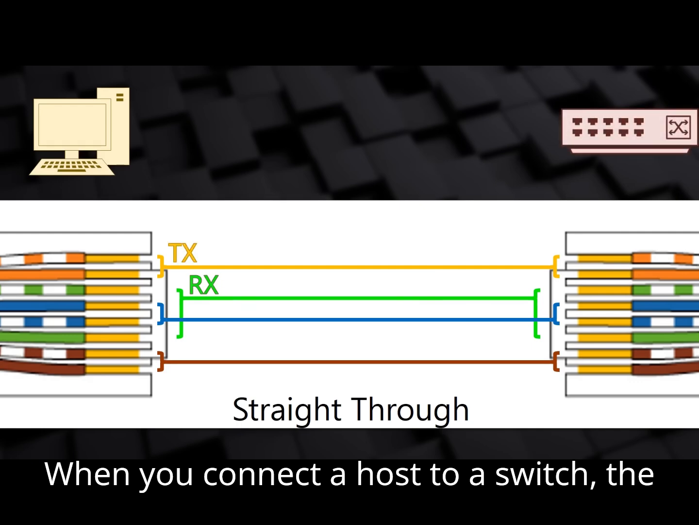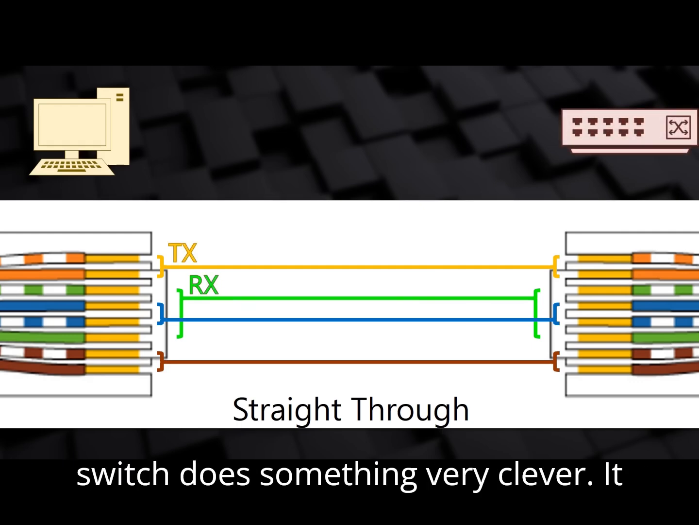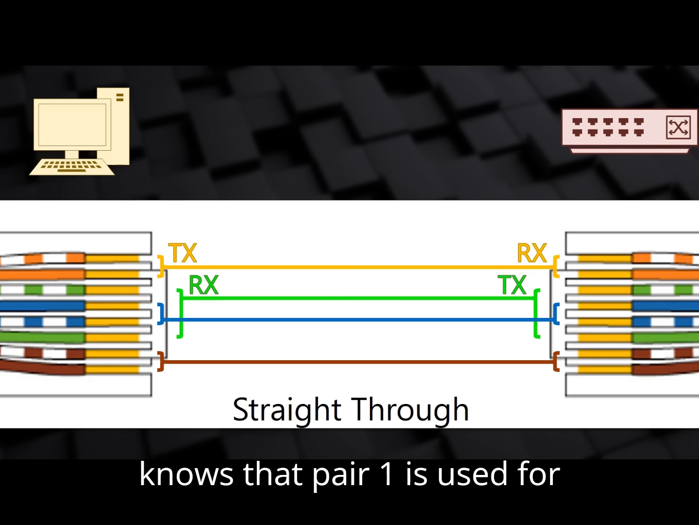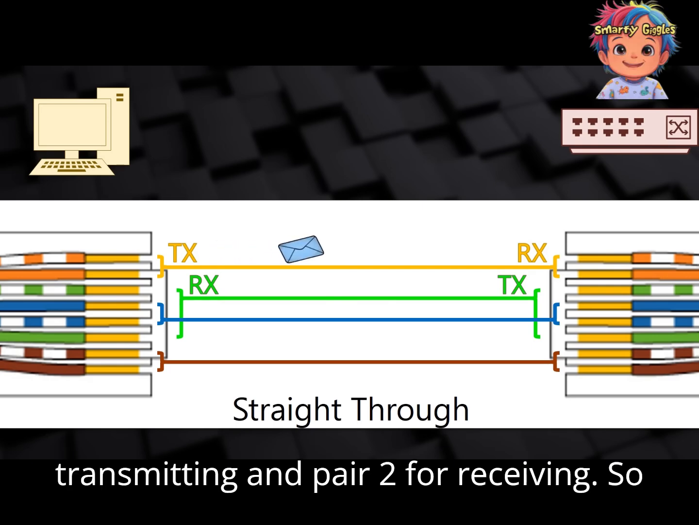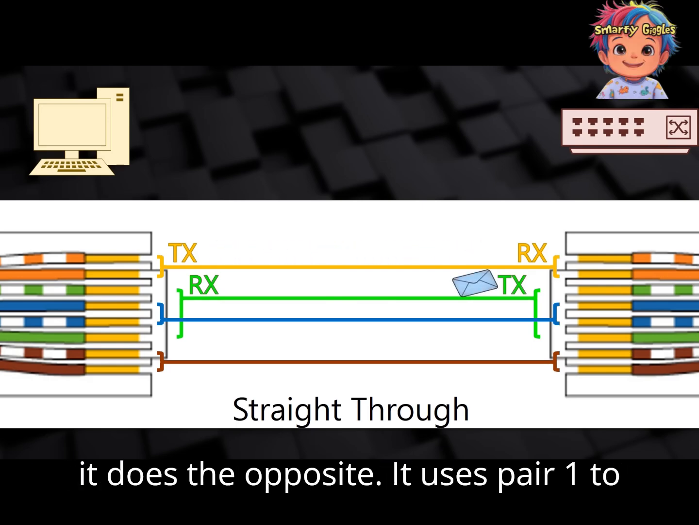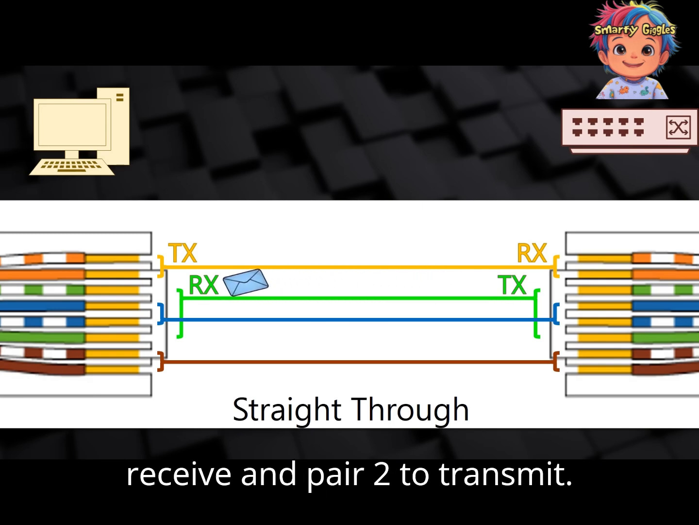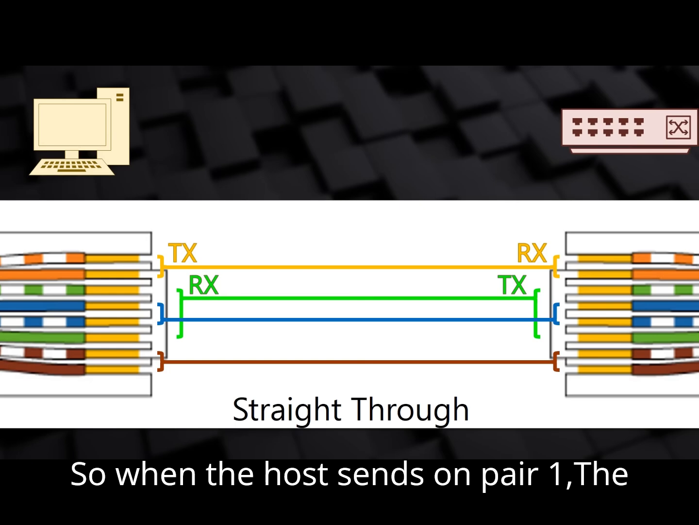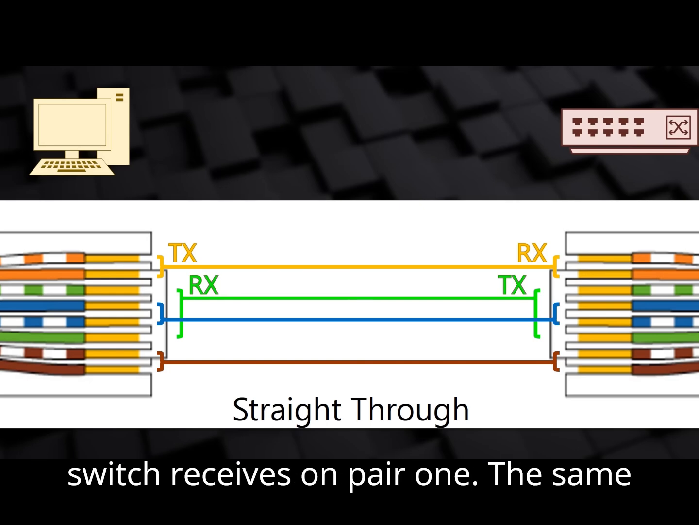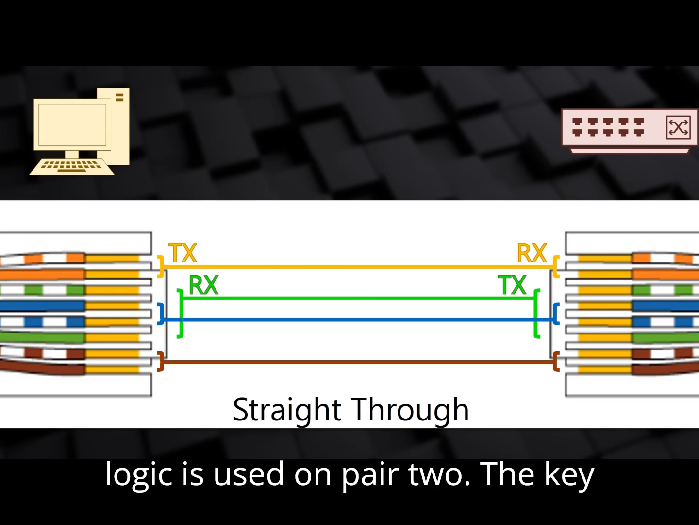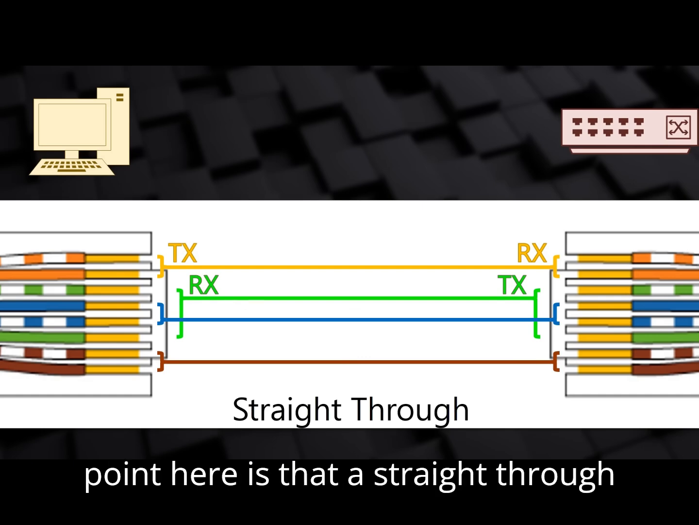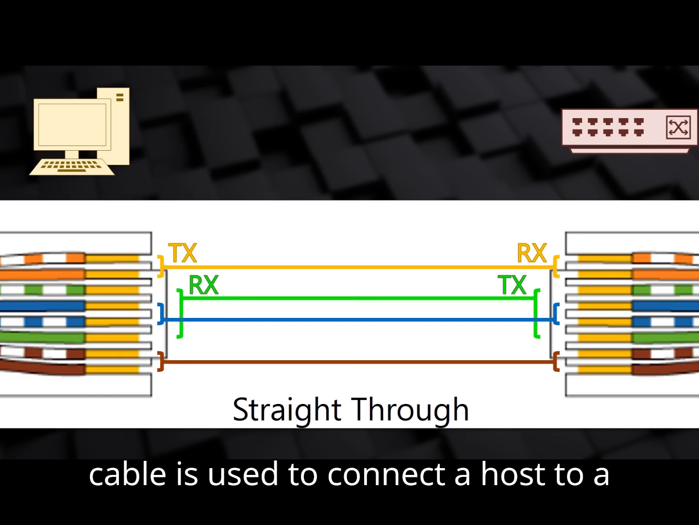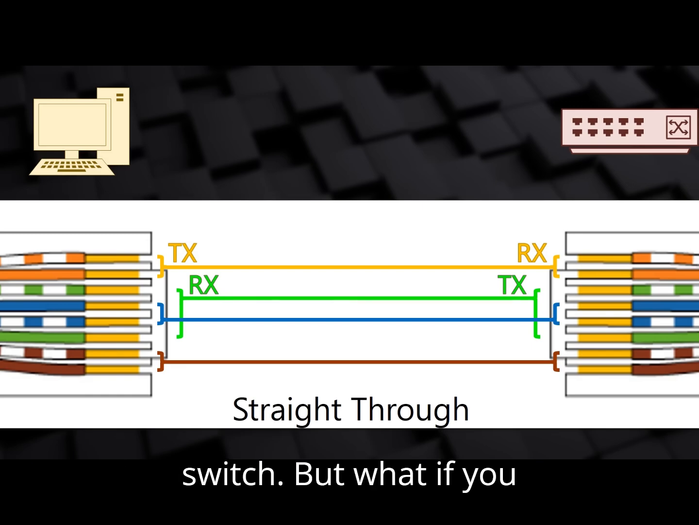When you connect a host to a switch, the switch does something very clever. It knows that pair 1 is used for transmitting and pair 2 for receiving. So it does the opposite. It uses pair 1 to receive and pair 2 to transmit. So when the host sends on pair 1, the switch receives on pair 1. The same logic is used on pair 2. The key point here is that a straight-through cable is used to connect a host to a switch.